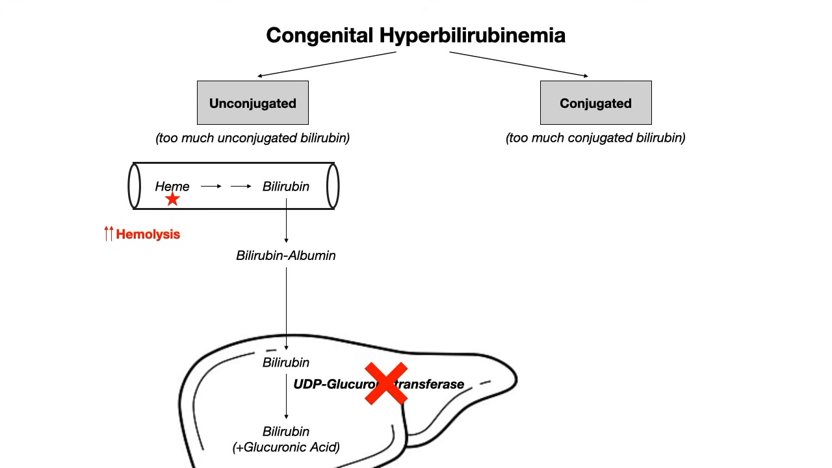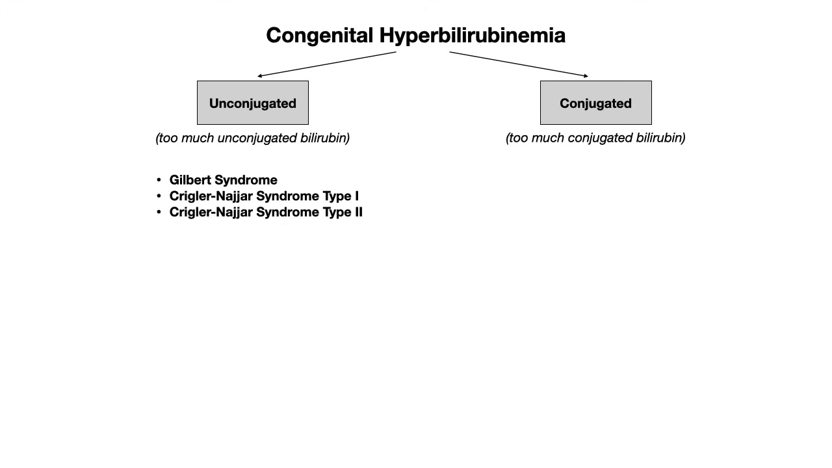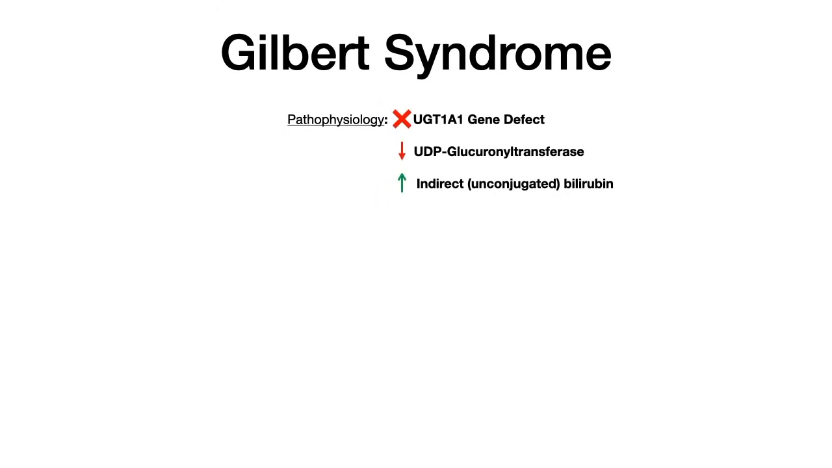So let's talk about the three diseases that are unconjugated. So you've got Gilbert syndrome and Crigler-Najjar syndrome type 1 and Crigler-Najjar syndrome type 2. Let's just go through them one at a time. So we'll start with Gilbert syndrome. So the problem here is that you have a knockout of the gene UGT1A1. And that gene is responsible for basically coding for that enzyme.